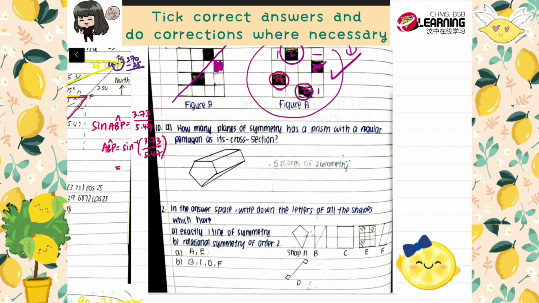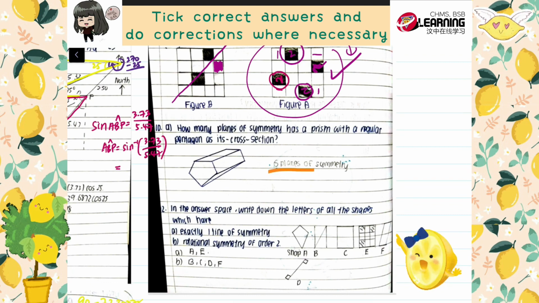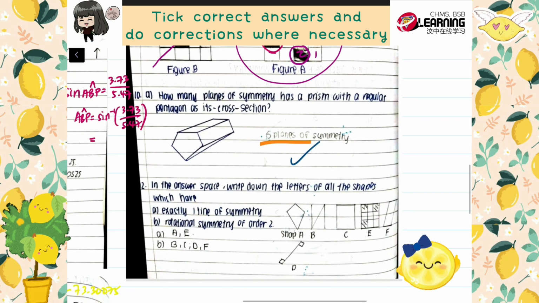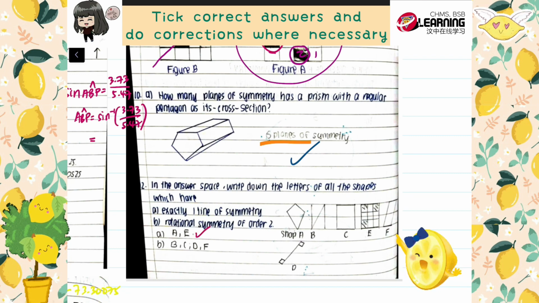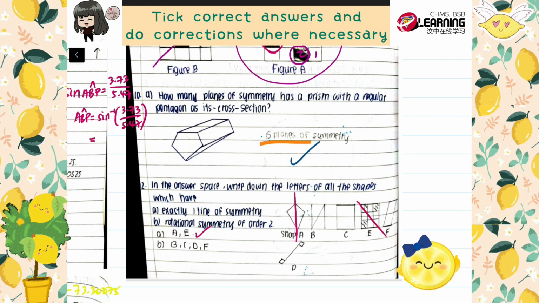We learned this in previous lessons already. So this is 6 planes of symmetry. Please take your answer. And number 2A, one line of symmetry is A and E. This is one line of symmetry. And rotational symmetry of order is B, C, D, F, the rest of them.